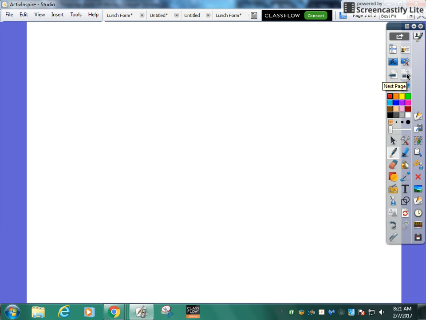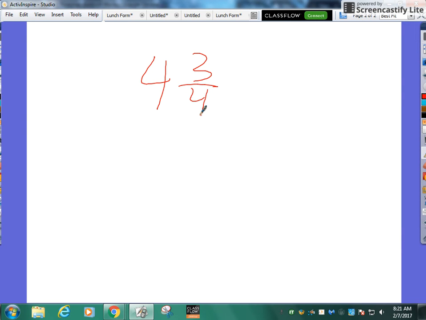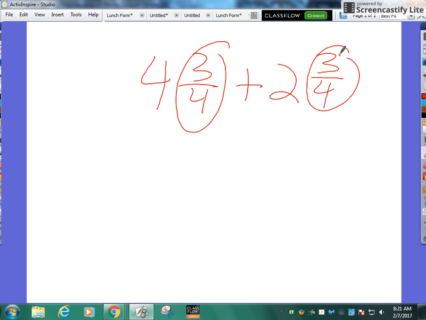If we have something like they gave us an example, 4 and 3/4 plus 2 and 3/4, it's going to get a little bit sketchy here because we have 2 pretty big fractions. Now we add them together. What is 3 plus 3? That would give us 6/4. Now we can't leave a fraction like that. This is called an improper fraction. We cannot leave the answer like this.